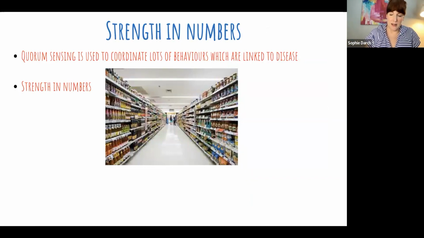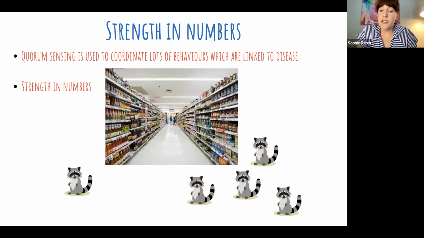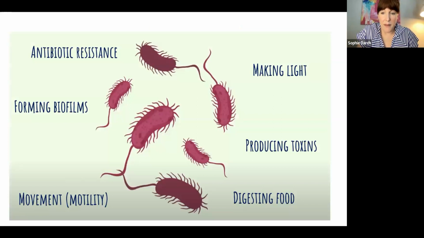And I always try and think of a good way to show what I mean by strength in numbers. Well, if you think about a supermarket, you have this supermarket aisle here. Imagine if you had one raccoon. A raccoon loose in the supermarket is a nuisance, but it's not something you can't handle. But imagine if you had many raccoons in one supermarket. That's when you've got strength in numbers. These raccoons are going to cause absolute mayhem. And I always think about it in terms of bacteria doing much better as a group than they do when they're by themselves.